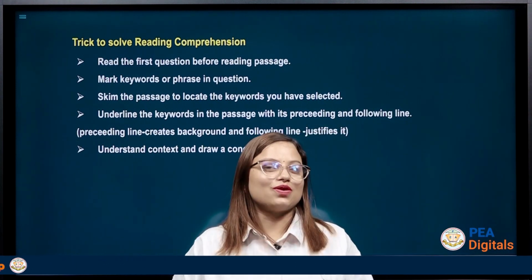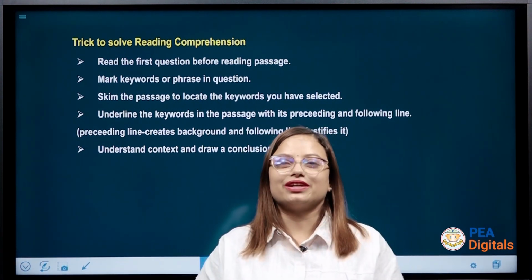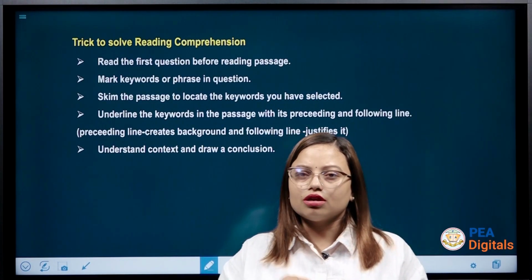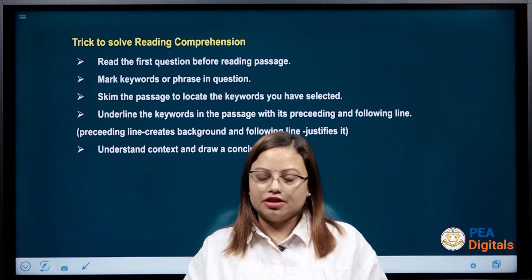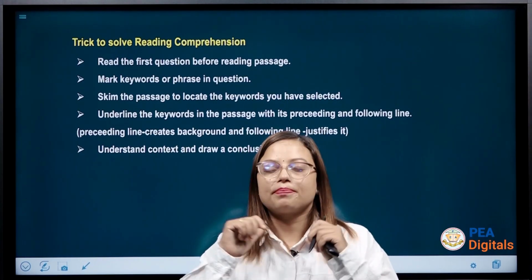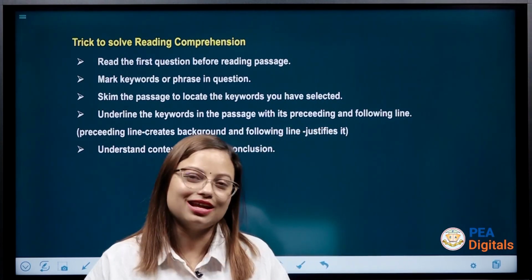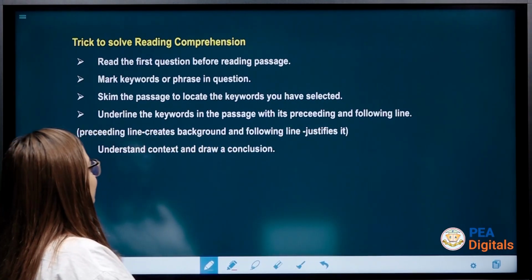So visualize the context, okay? Know the context. It is a sort of logical, or let's say pragmatic, very practical thing to solve the questions of reading comprehension. All right, let's go for another.